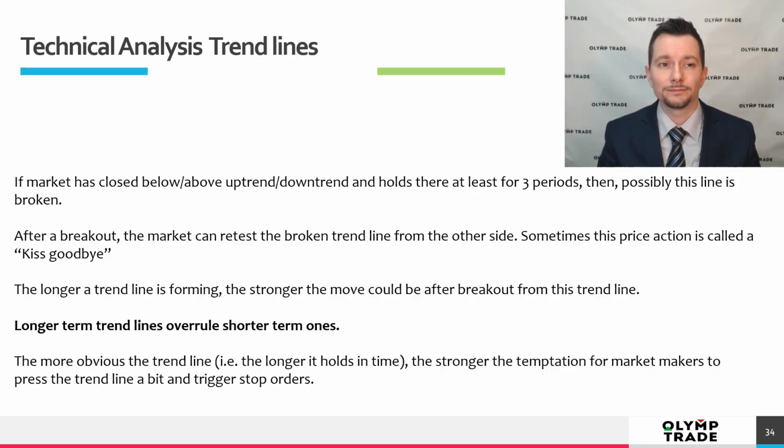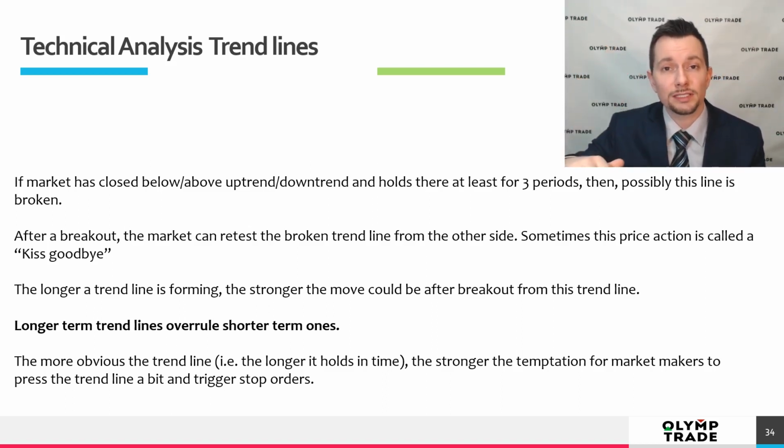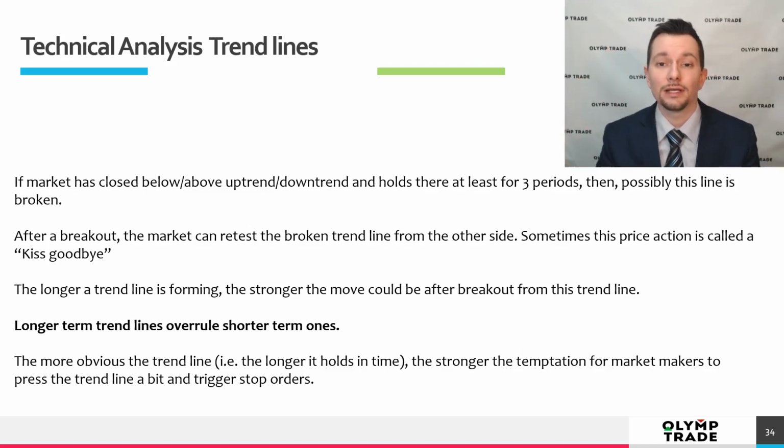All right. And a few more things. Now, if the market has closed below or above an uptrend and holds for at least 3 periods, it doesn't matter, 3 5-minute candles, 3 hours, or 3 days, then very possibly that line is broken. The reason I say this is because there's a lot of false breakouts where one candle will shoot up, take out stop losses, then come back down, and that does not mean that the trend line is broken.